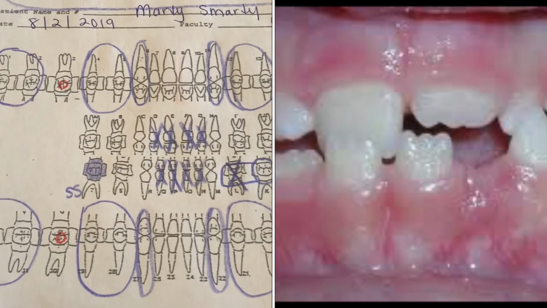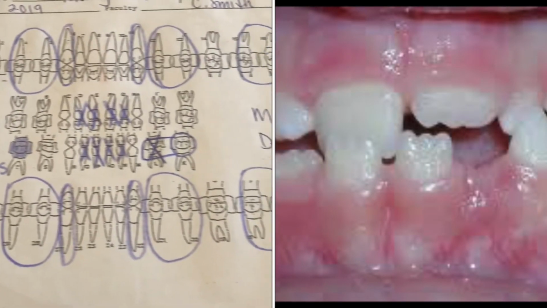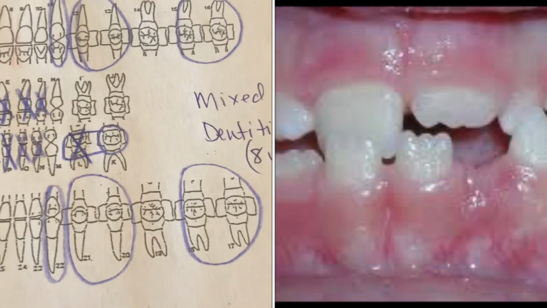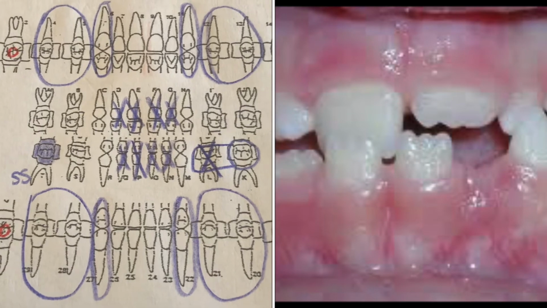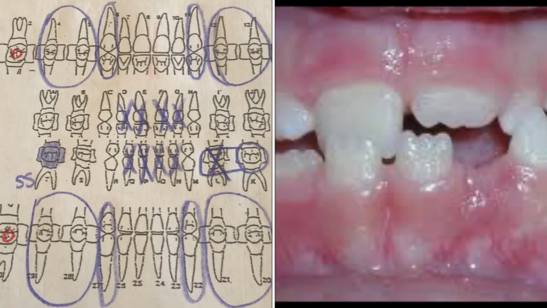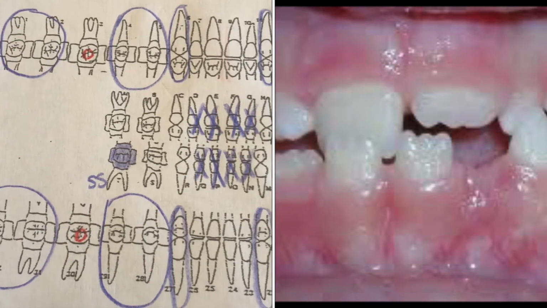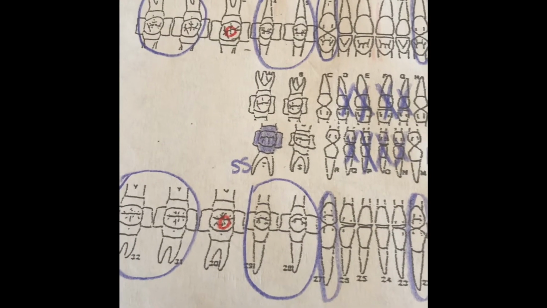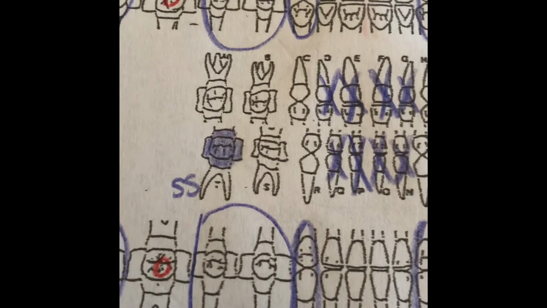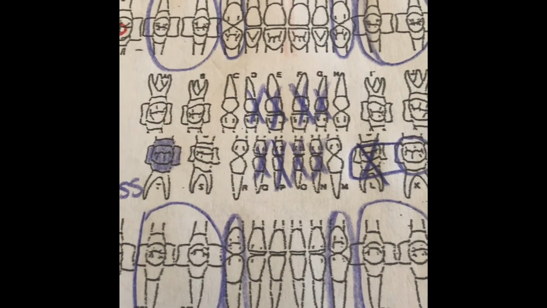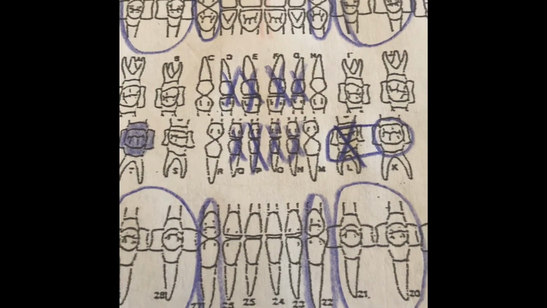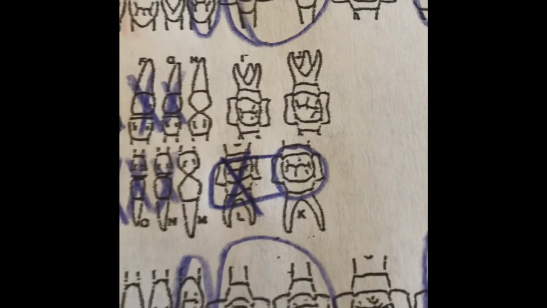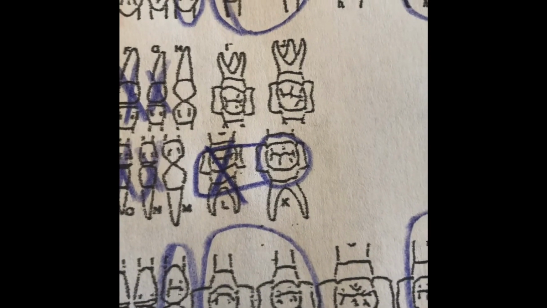Then we have Marty Smarty. And you can see Marty Smarty's about 8 years old. He's got his 6-year-old molars. He's got his central and lateral incisors. And he's already got some sticky spots on his molars. He's got a stainless steel crown there on T. And he's missing all of his front baby teeth, anterior baby teeth. And over here you can see a space maintainer where he's had a tooth pulled, probably from a cavity.